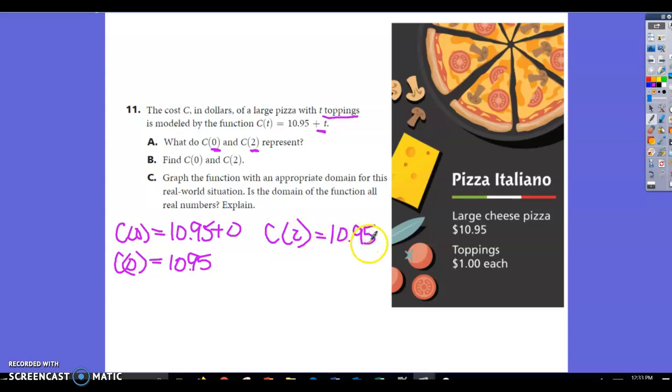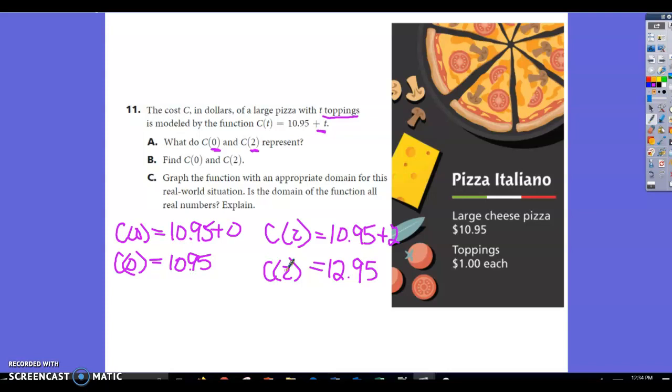$10.95 plus $2. So it's going to be $12.95. So 2 toppings cost $2 more than no toppings. All right, it says graph the function.